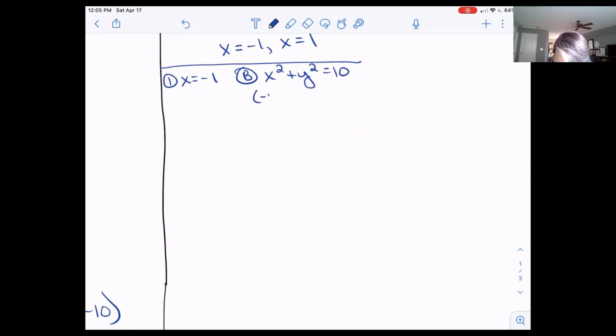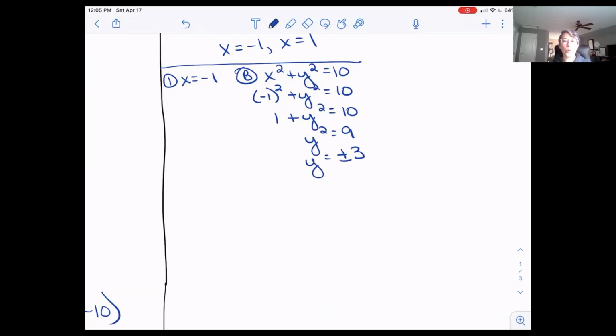So if you plug in a -1 for the x squared, 1 plus y squared equals 10. So y squared equals 9, which again, when we take the square root, we have to consider both the positive and negative square root of 9, which would be plus or minus 3. So this gives us two possible points. We have (-1, 3) and (-1, -3).